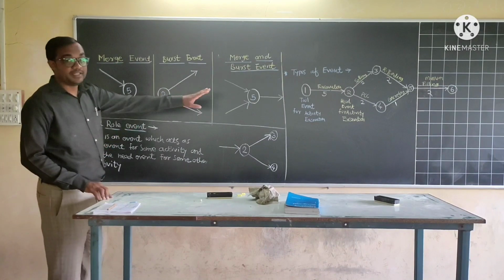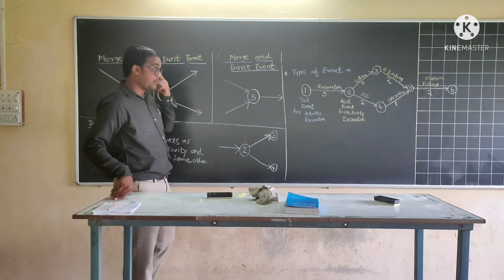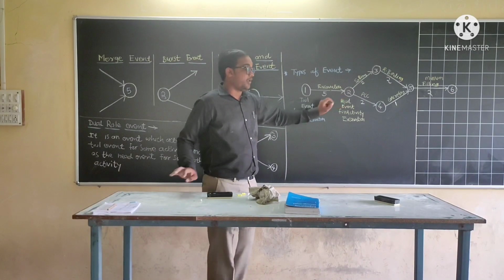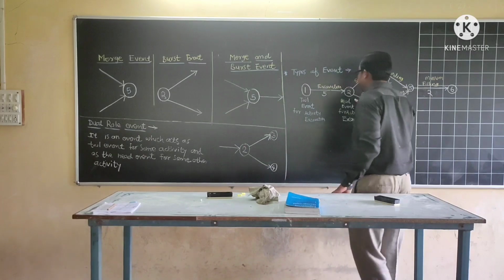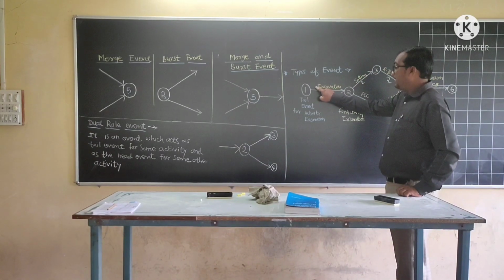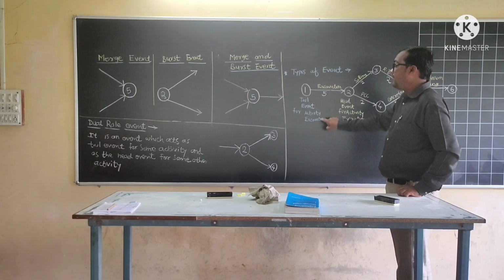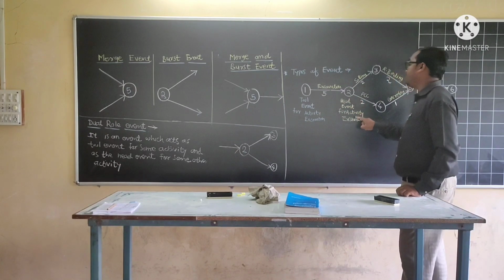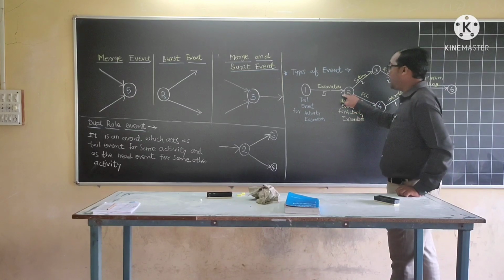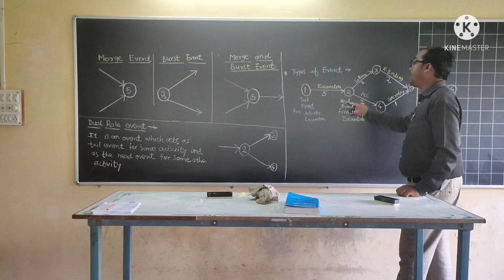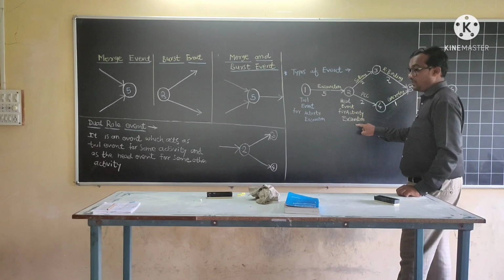Okay, refer to this network diagram again. This event number 2. Event number 2 is the finishing point of excavation. This is a starting activity, excavation. This is the tail event for activity excavation, and event number 2 is the head event for activity excavation, because at this point the excavation activity is completed. This is the head event for activity excavation.